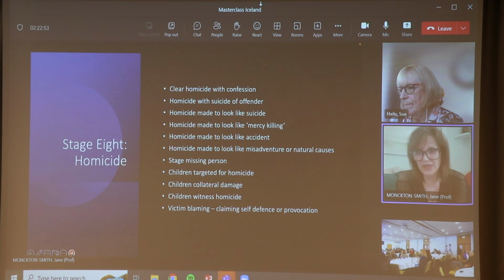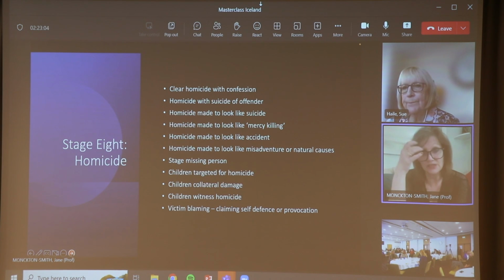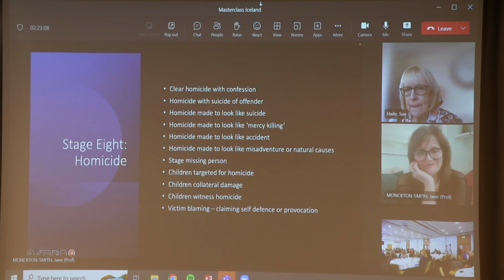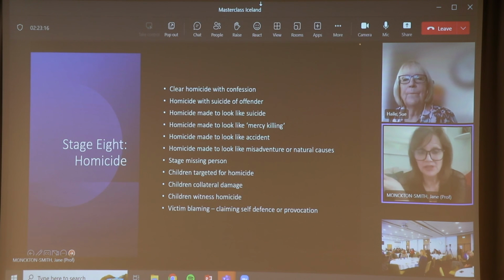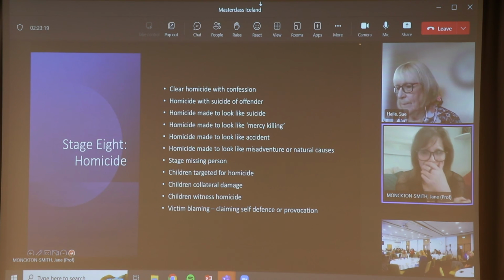We've had 2 cases that I can think of in the last few years here where the police have managed to prove that car accidents were purposeful, and victims have ended up dying in them, but not the perpetrators. Could be even natural causes, but we haven't got time to tell you the ins and outs of how natural causes are actually homicide. It could be a missing person. And Sue, you mentioned children, didn't you?